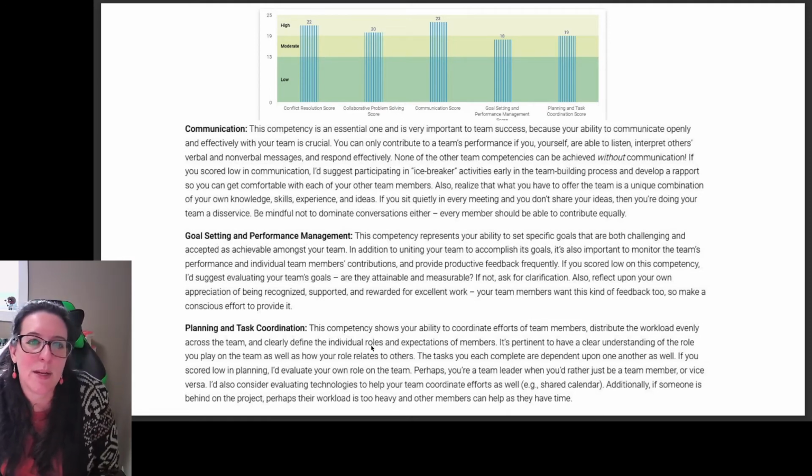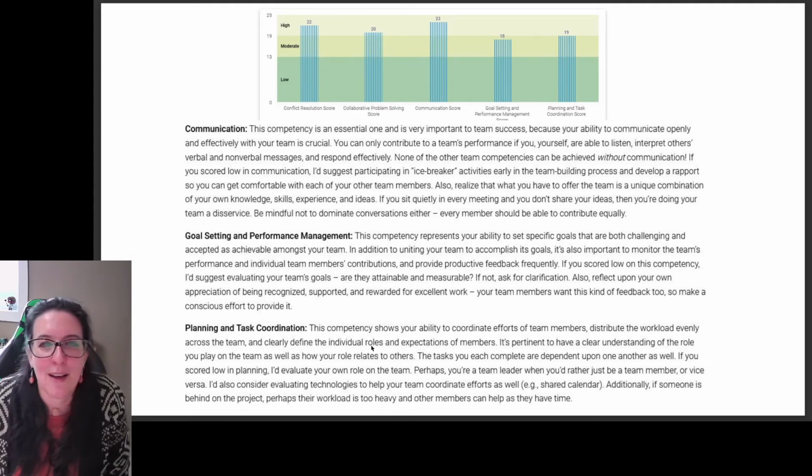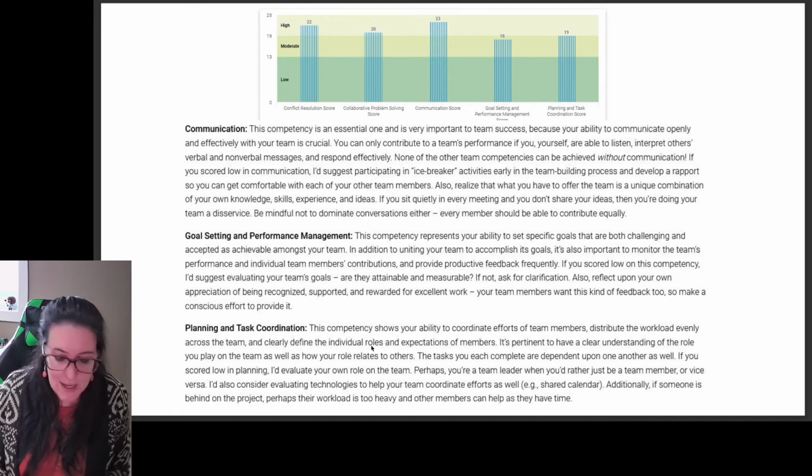So do you set reasonable goals for your group that everyone can contribute towards? And then do you provide productive feedback in terms of how well your team is doing in terms of meeting those goals? And then the last piece in terms of team competency is planning and task coordination. So how do you do in terms of divvying up the work evenly between the team, clearly defining the individual roles and expectations? So are you able to delegate to the team and coordinate their work towards the end goal?